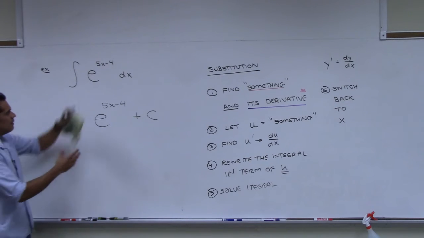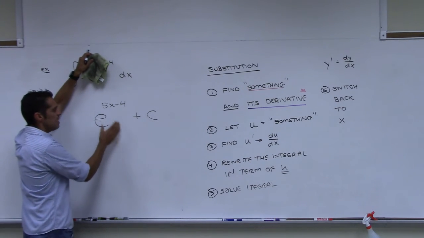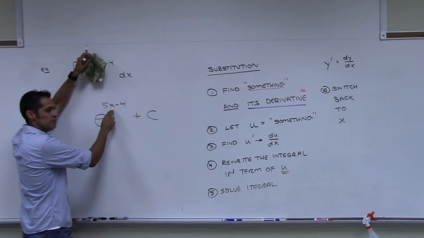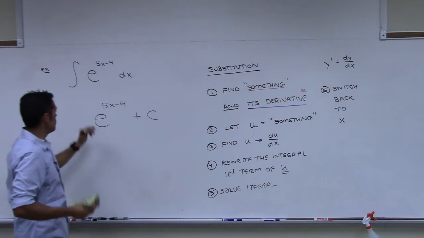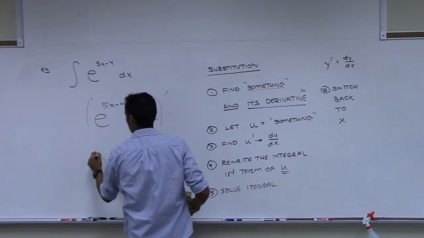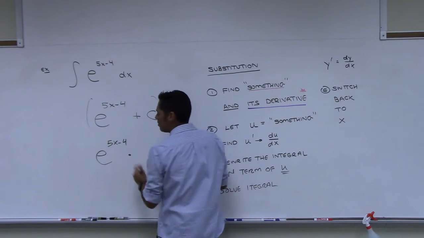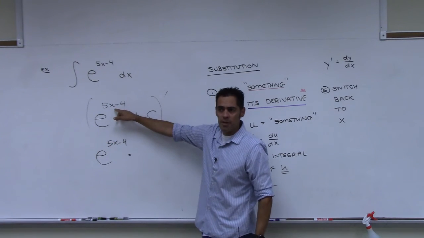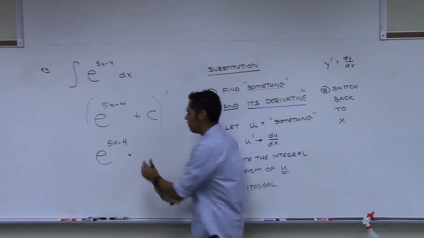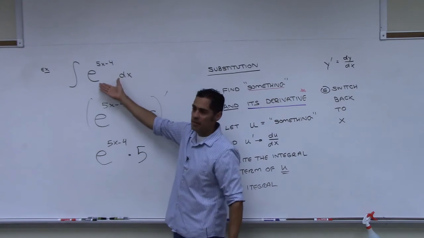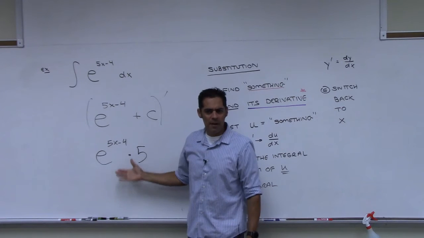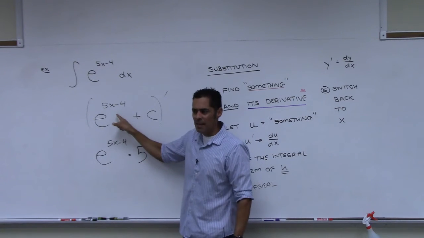Just try it for yourself. If you think this is the answer, take the derivative of this. What's the derivative of e to something? Itself, right? So the derivative of this, if I ask you to take the derivative, you would say it's e to the 5x minus 4. But then times, the chain rule would say, you have to take the derivative of what's up here, which would be 5, right? You don't have a 5 here. So you're off by 5. Somehow, this is not the answer.